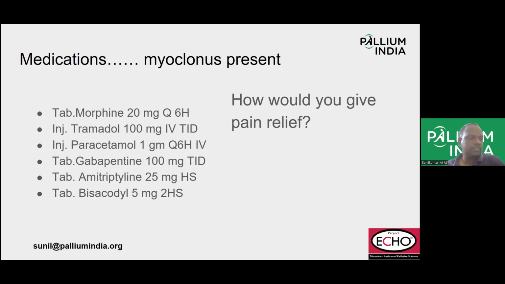Any indication to start on methadone? Yeah, pain persists with opioids. That is refractory to other opioids. Yeah, that's a good one. Yeah, what are the other indications?